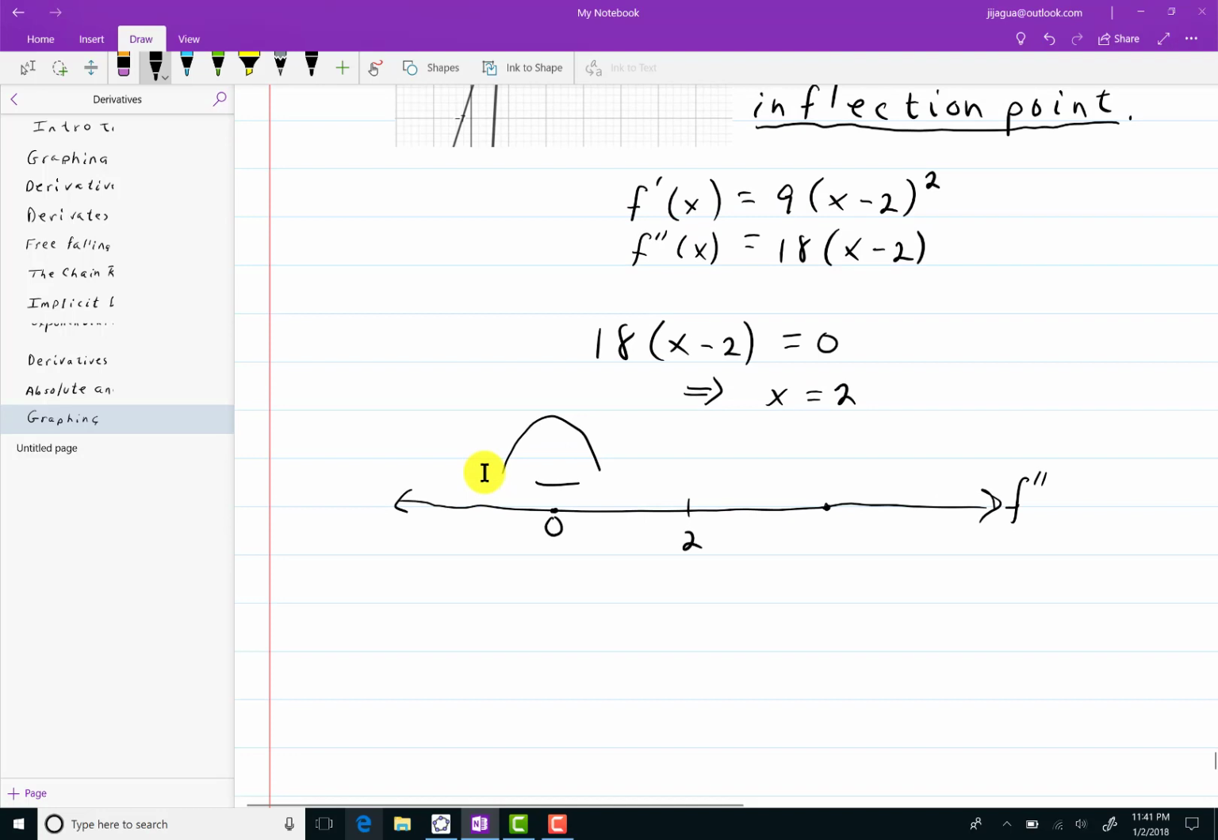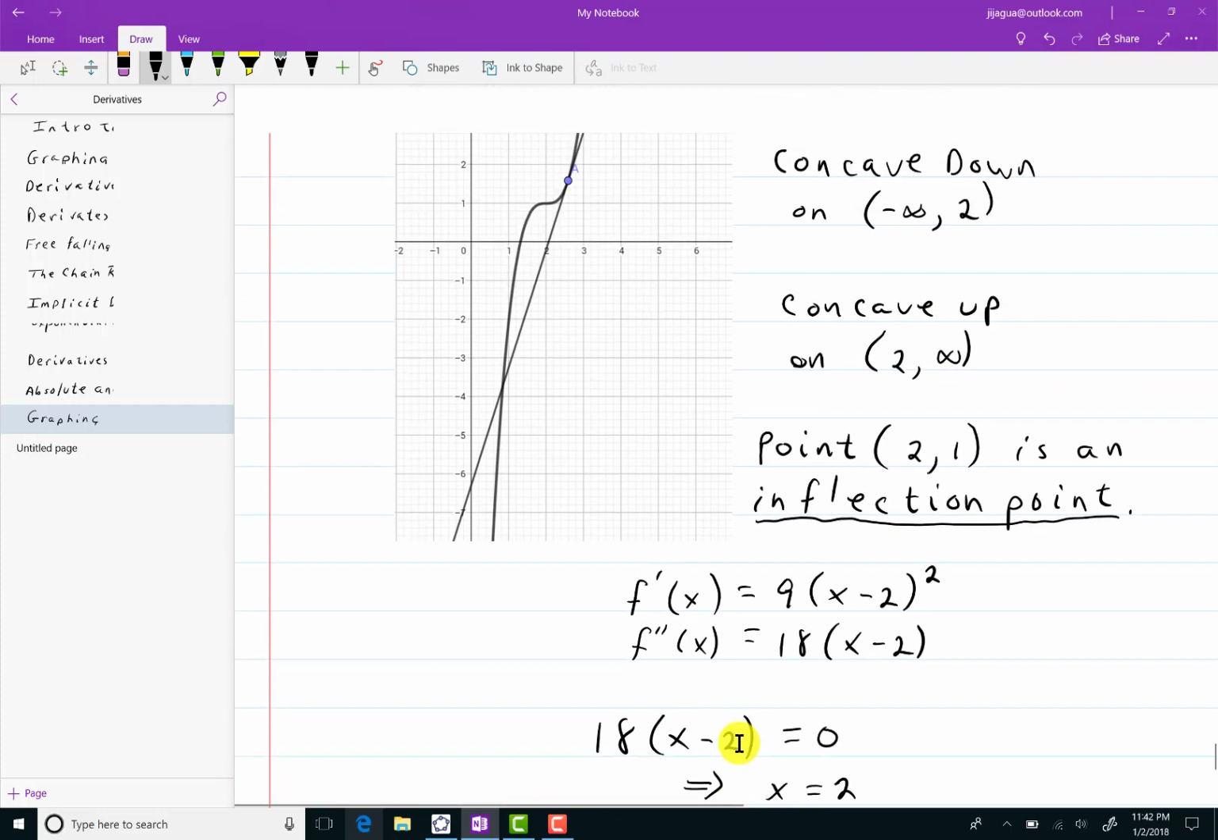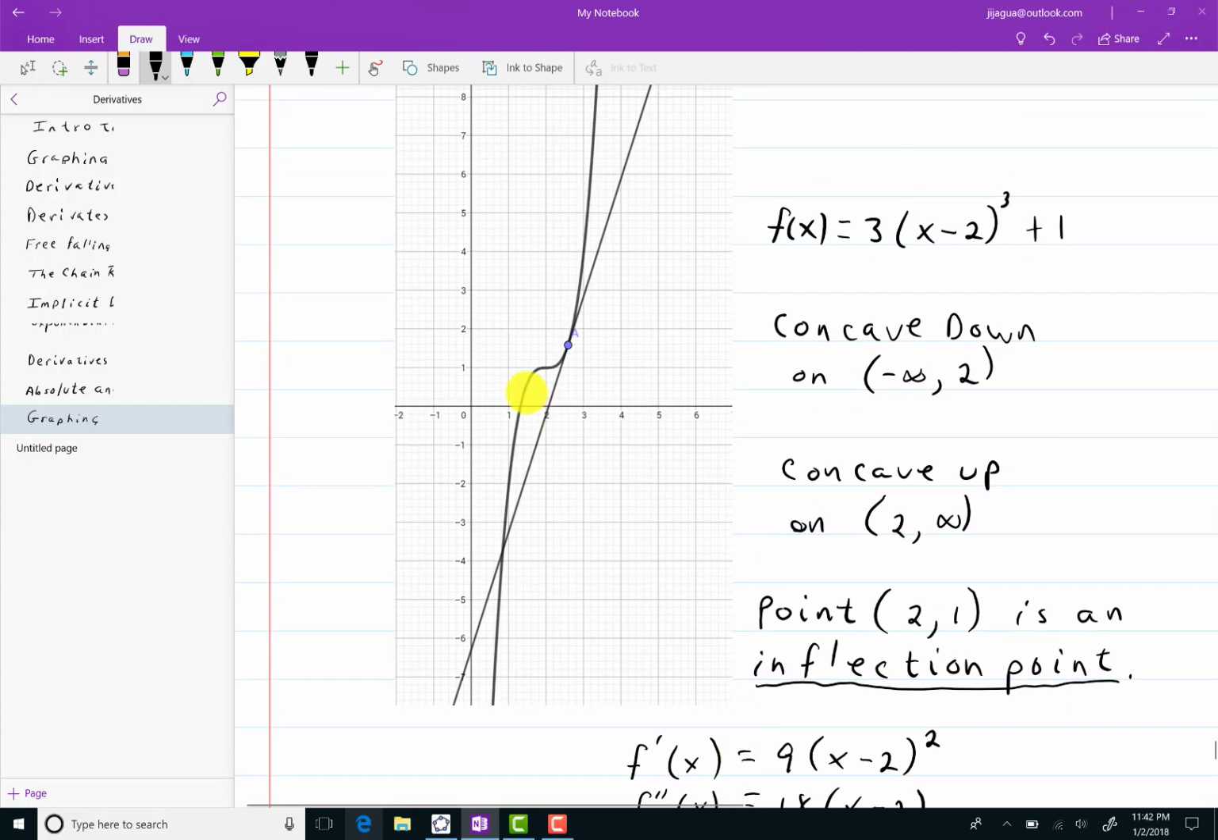And then I'll pick a number over here. I don't care. 3 is fine with me. If I plug x equals 3 into here, f double prime of 3 equals 18, which is positive. And I'll draw a symbol like this to indicate concave up. And these do exactly what I was indicating here. 2 is that special place. x equals 2 is the special place where it changes concavity from negative to positive.